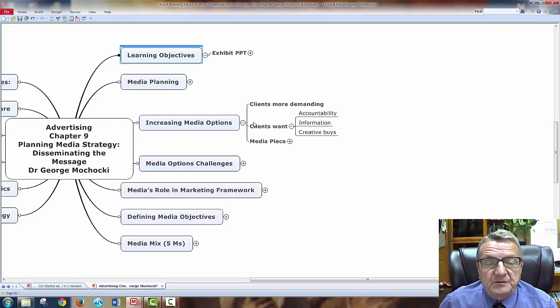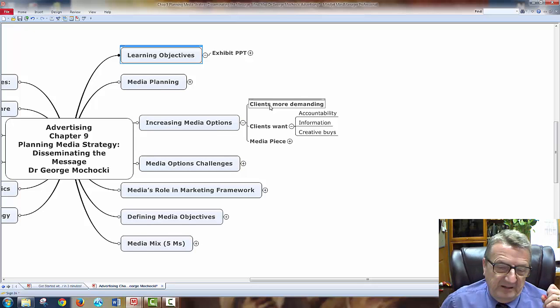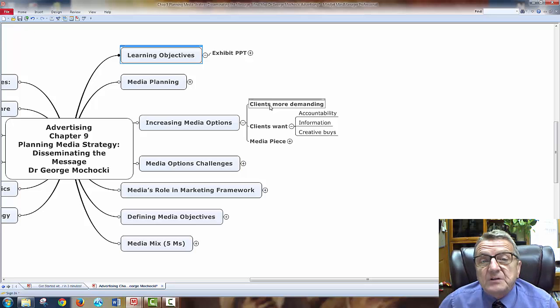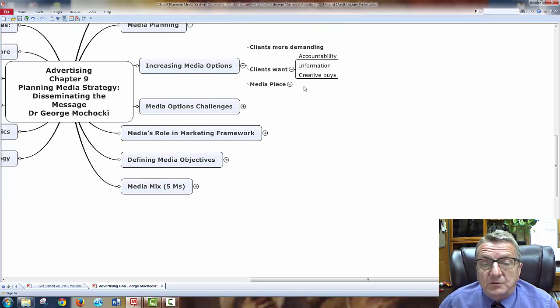Increase the media options. Clients are more demanding. They want more for their money. The consumers want more for their money. If I look at advertising agencies, they are stressed. Hey, I only have so much money. How do I get the biggest exposure and frequency rate for the smallest amount of capital? Do you want accountability? Do you want information about your products? And do you want creative buys?